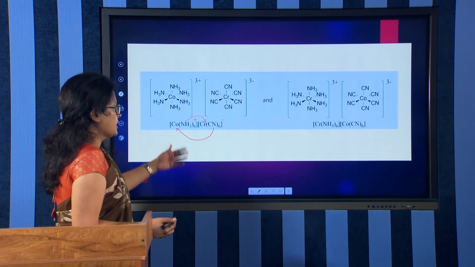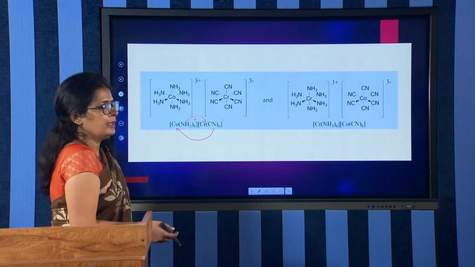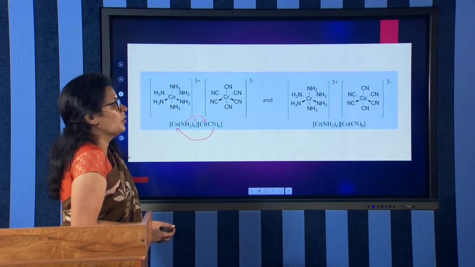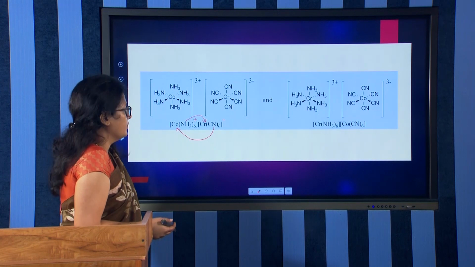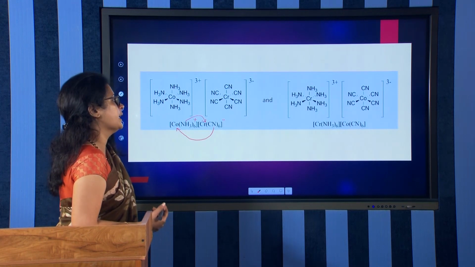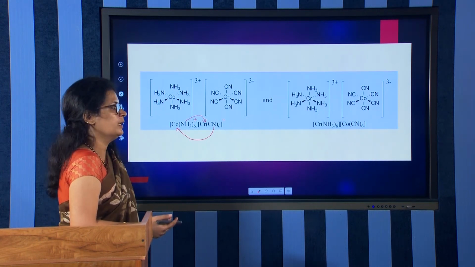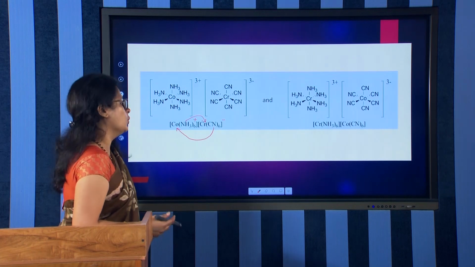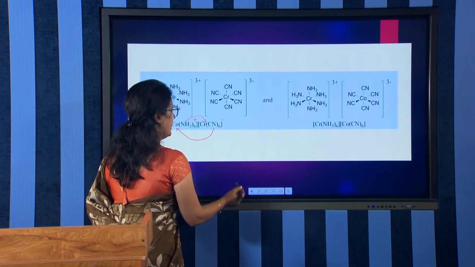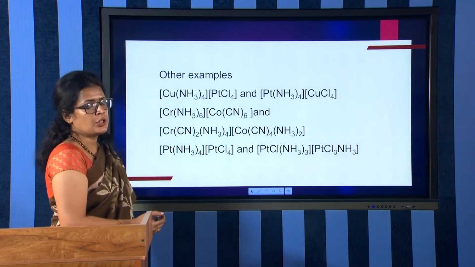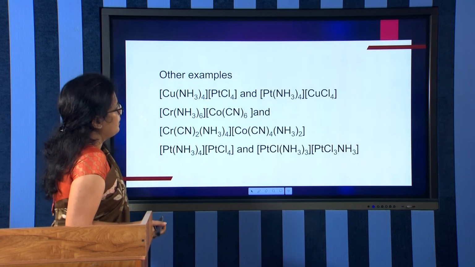In the first case, cobalt has the ligand ammonia. In the second case, cobalt is having the ligand cyanide. In the first case, chromium is having the ligand cyanide, and in the second case, chromium is having the ligand ammonia. They are called coordination isomers. Other examples are there.